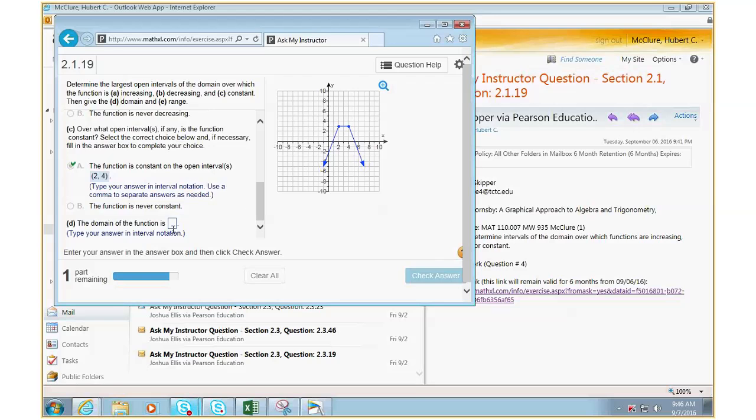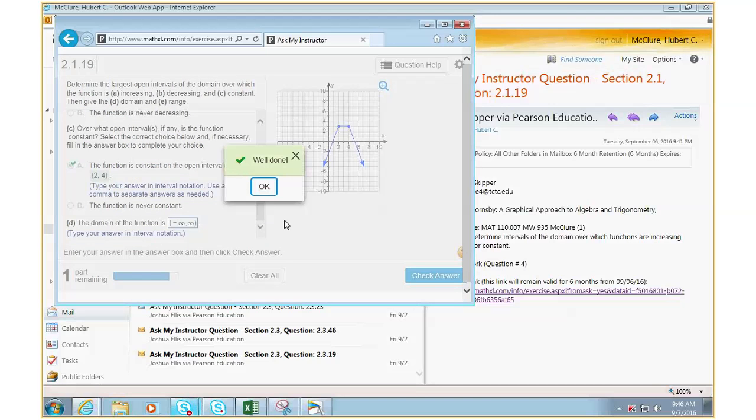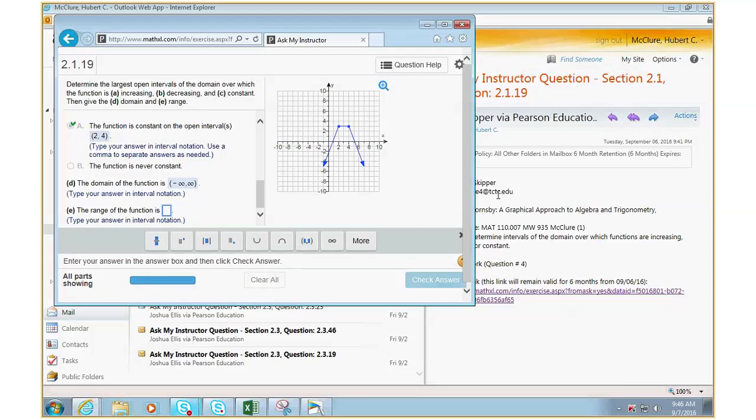So let's see. That is a test question. Domain is all real numbers, and that's negative infinity to what? Positive infinity. And then the range is from negative infinity to 3. And that would be a bracket, should be a bracket.